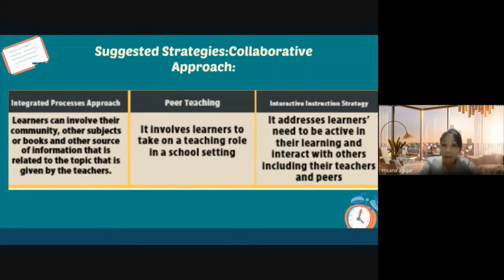Interactive instruction strategy. It addresses learners' need to be active in their learning and interact with others, including their teachers and peers.